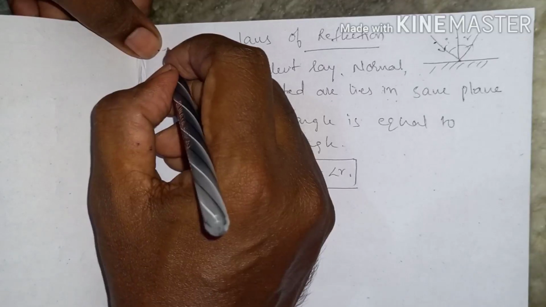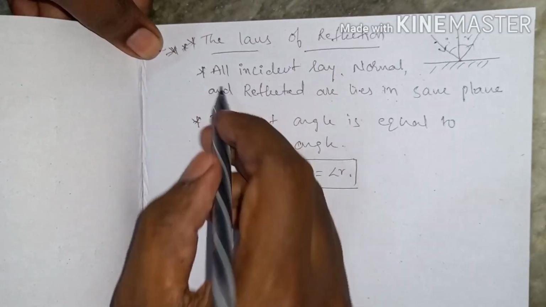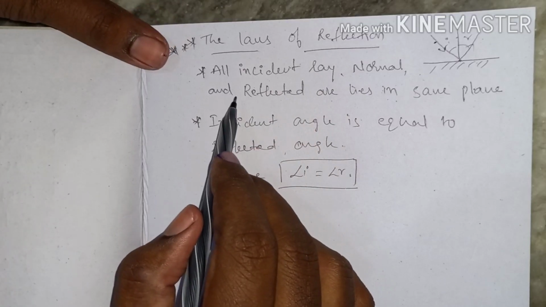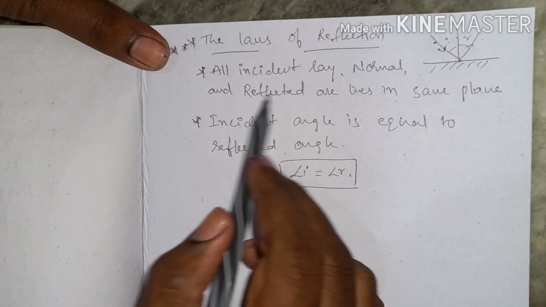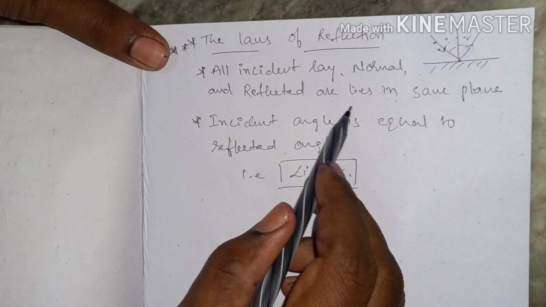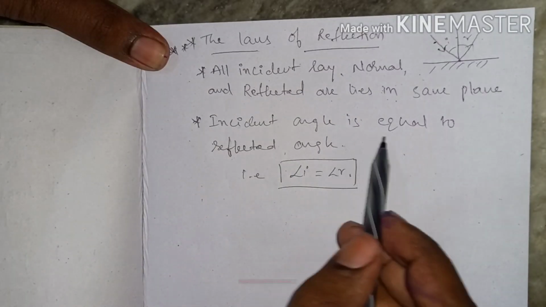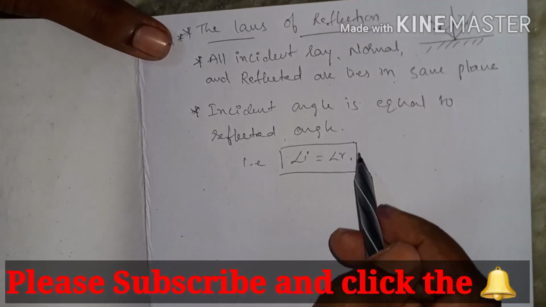They are very important. These are the laws of reflection. What is the first law? The incident ray, normal and reflected ray lie in the same plane. What is the second law? The incident angle is equal to the reflected angle.